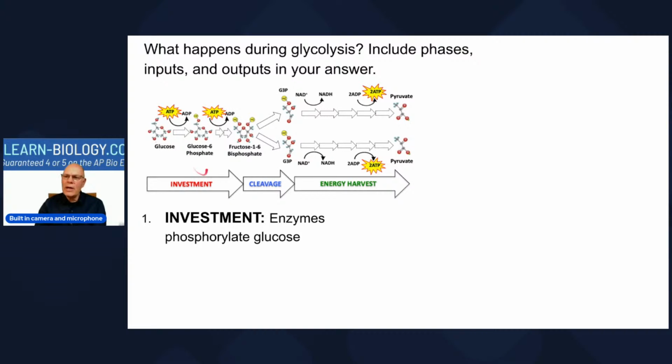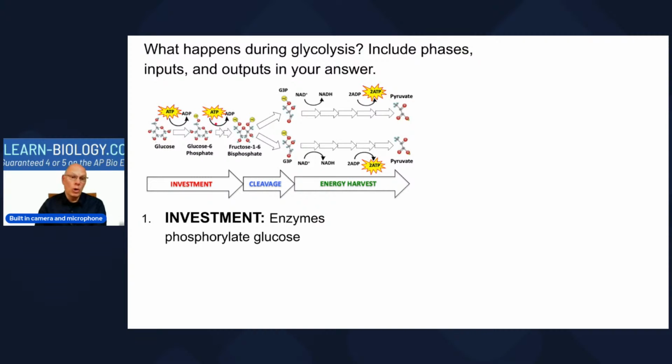So during the energy investment phase, enzymes take a phosphate from ATP, which they render into ADP, and they put that phosphate onto an intermediate compound. So glucose becomes glucose 6-phosphate. Not important for you to remember, but you can see that there's a phosphate over here that wasn't over here.